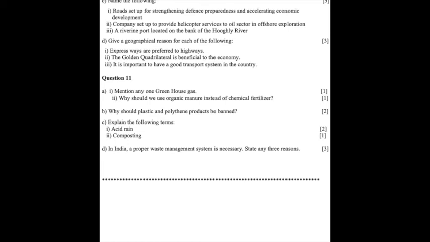Mention any one greenhouse gas, that will be methane only. Then why should organic manure be used instead of chemical fertilizer? Because organic manure is more healthy for plants and it provides them nutrients, while chemical fertilizers may damage the plants if used in excess.